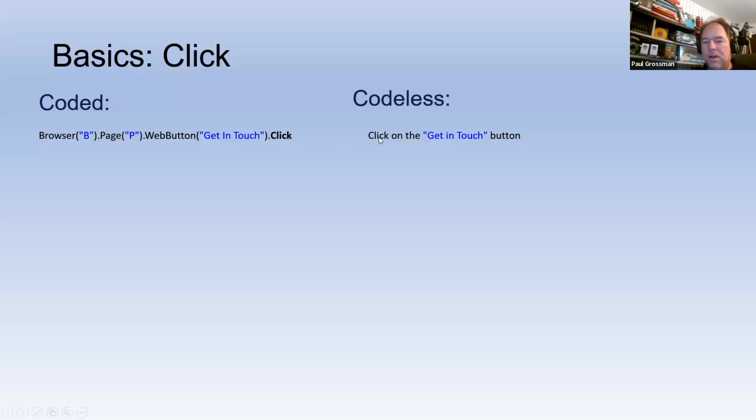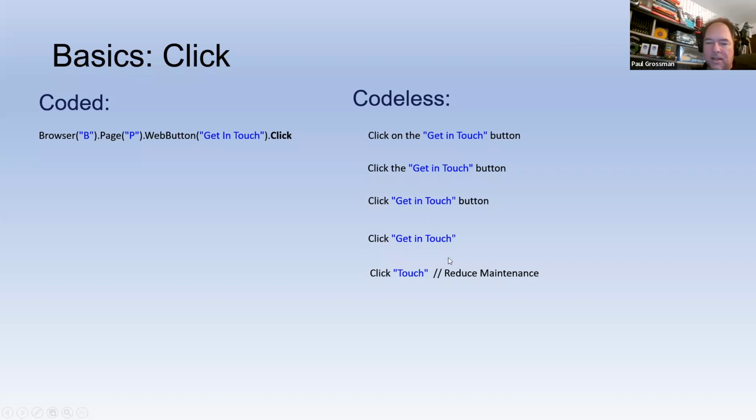But when we're doing codeless, all I'd have to do is say, click on the Get in Touch button. That's it. That's pretty straight English. And in fact, you don't have to put it all in the same way. You could just drop out the word on and say, Get in Touch button. Click Get in Touch button. Just click Get in Touch. In fact, you could reduce your maintenance in case the wording inside the button that you're trying to hit might change slightly from release to release. Then you would say click touch, and it would still work. I know you guys don't believe me, right? And by the way, I'll show you that in a second.